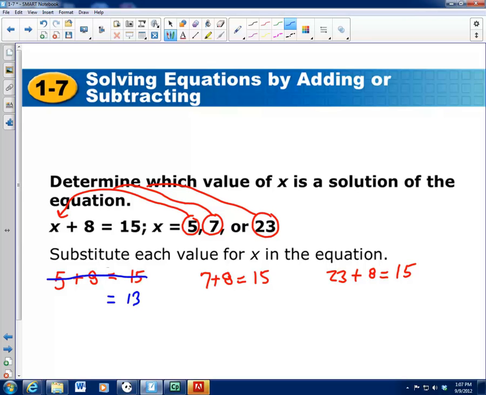Then over here we have 7 plus 8. Well, 7 plus 8 equals 15. So that one is correct, but I'll go ahead and double check the final one. 23 plus 8, that gives us 31. Well, that can't be correct either. So the correct value for that has to be this 7 right here. So your answer would be 7.